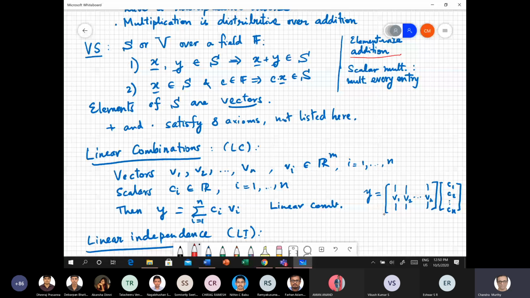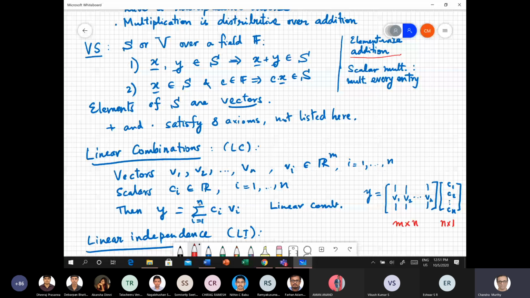We also often write it by stacking these vectors v1 to vn as a matrix. Then this matrix will be of size m by n, because each of these vectors is an m-dimensional vector. And we stack the scalars ci as a column vector, c1 through cn, so this is n by 1. When you take this matrix-vector product as I defined earlier, that's exactly the same as doing the summation i equal to 1 to n of ci times vi.